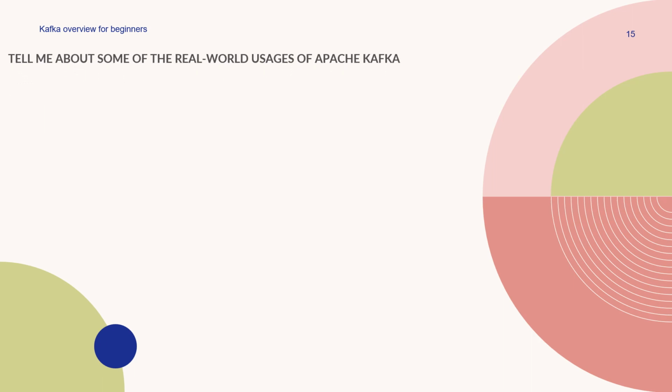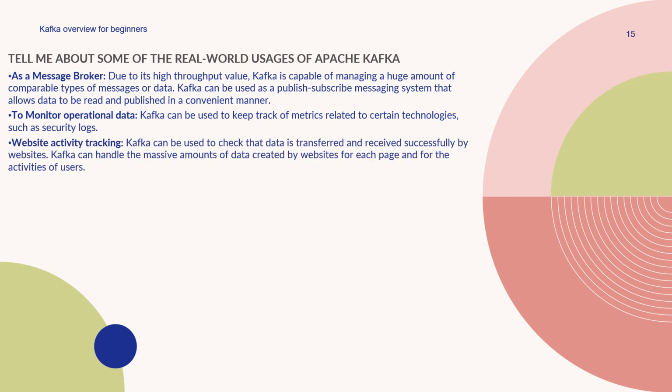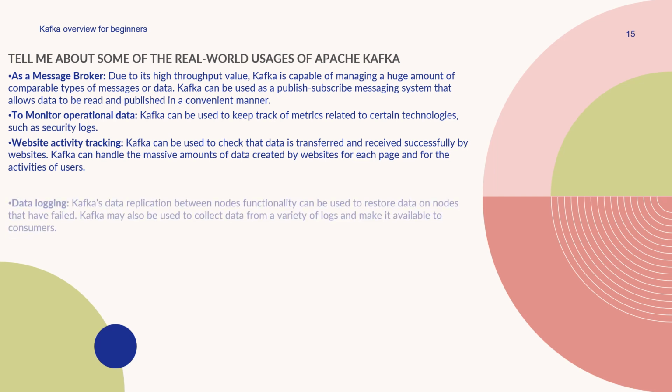So what are the real-life uses of the Apache Kafka server? As a message broker, due to its high throughput, Kafka is capable of managing huge amounts of comparable data or messages. Kafka can be used as a publish-subscribe message system that allows data to be read and published conveniently. To monitor operational data, Kafka can keep track of metrics related to certain technologies, such as security logs. Website activity tracking: Kafka can check that data is transferred and received successfully by a website. Kafka can handle the massive amount of data created by a website for each page and for user activity.